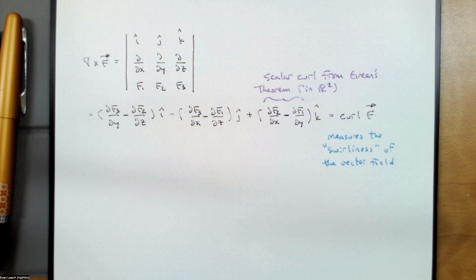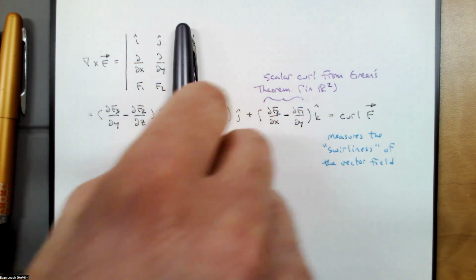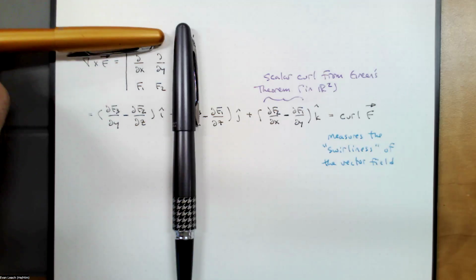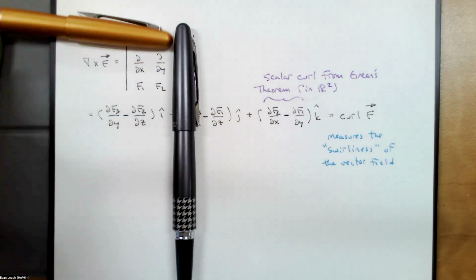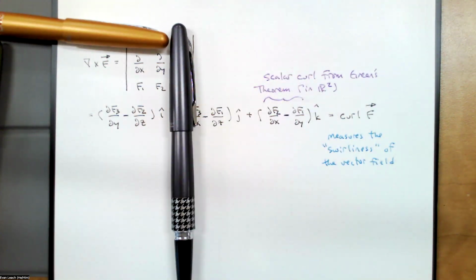We couldn't really think of the scalar curl as a cross product because that was way back in R2, and we don't have a cross product in R2. But it is the minor, the determinant, the cofactor of the K component.